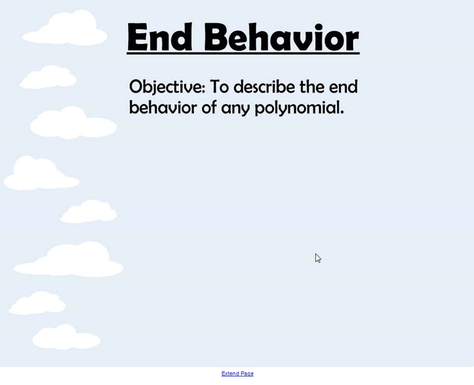So now we're ready to start focusing on what the graphs of these polynomials actually look like. And today, we're going to pay attention to what each end of the graph looks like. So that's referred to as the end behavior. And our objective in this video is to be able to describe the end behavior of any polynomial.